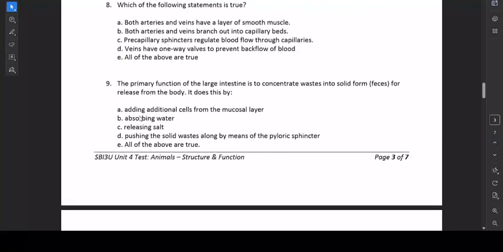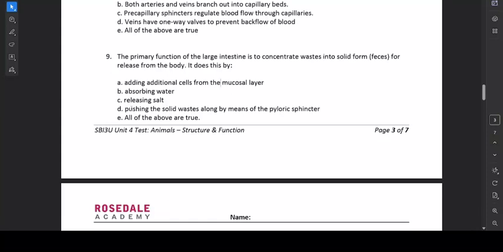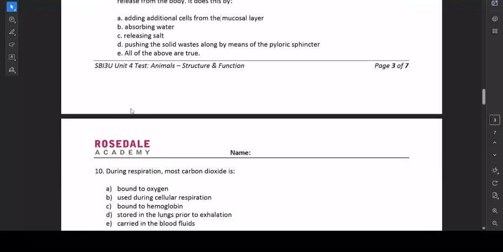The primary function of the large intestine is to concentrate waste into solid form for release from the body. It does this by adding additional cells from the mucosal layer. Doesn't sound right to me. Absorbing water. Hey, that is exactly it. When you look at all of these, releasing salt, pushing solid wastes, that is not even in the large intestine. So we remember that the large intestine can only absorb some water and hopefully some minerals, but that's only in the ideal case.